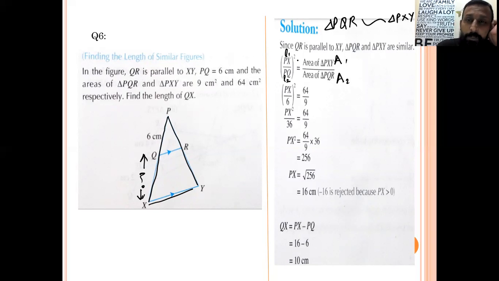Alright, boys and girls, A1 upon A2 is equal to L1 upon L2 the whole square. A1 is given to you as 64, A2 is given to you as 9, PX square upon PQ length is given to you as 6 centimeters. Here it is, so you have kept it. Now you can see that there is a square on the left hand side, and on the right hand side the numbers 64 and 9 are also perfect squares. So you need to take the square root. You can take the square root on the two sides, or you can open up the bracket. This is up to you. In this case, they have opened it: PX whole square and 36.